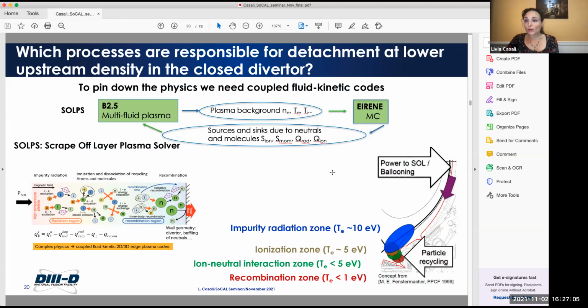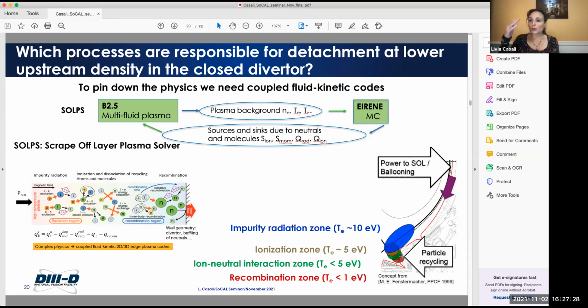Now, one thing that we know well is that as soon as the power crosses the separatrix and follows the magnetic field line, it is going to meet the impurity radiation zone. We are here around 10 eV. Here carbon and nitrogen radiate very strongly.